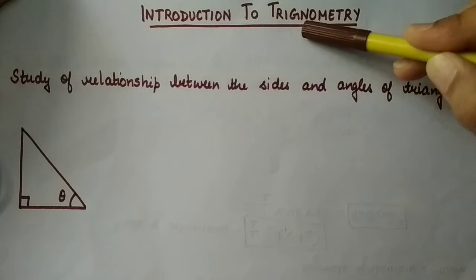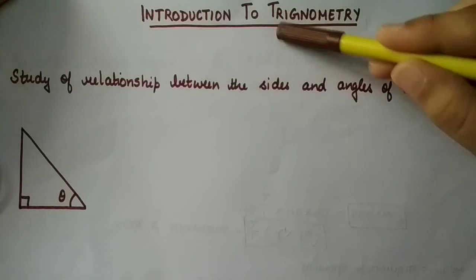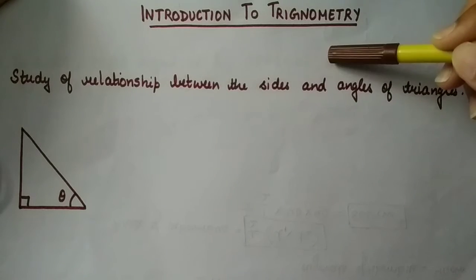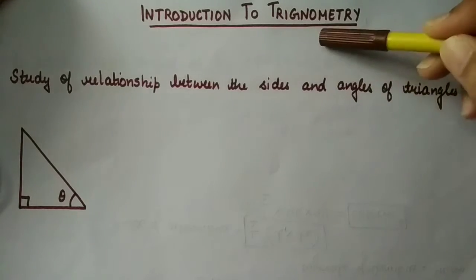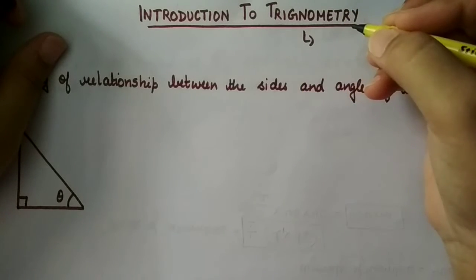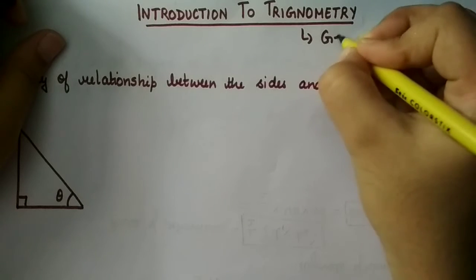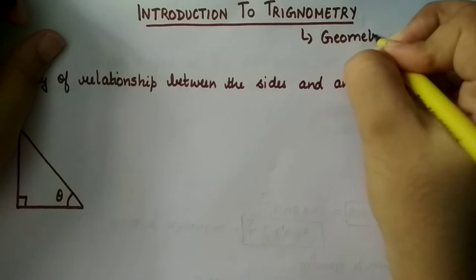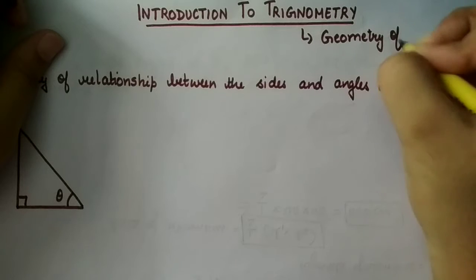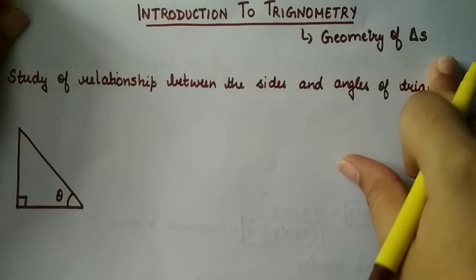Here trigono is made up from tri plus gon. Tri means 3 and gon means sides. So trigonometry is basically, there are 3 sides in triangles. So trigonometry is basically geometry of triangles, okay, and especially right angle triangles.